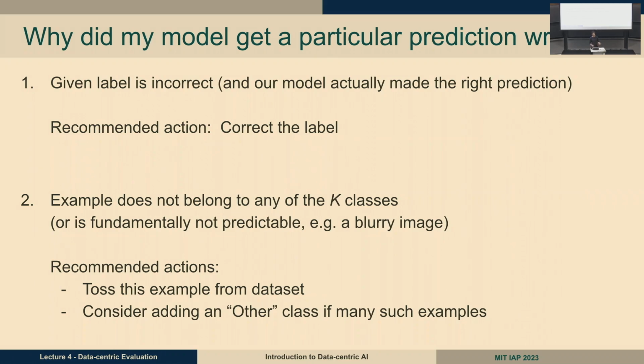Or going back to the first lecture, the example might not belong to any of the classes at all, or be fundamentally not a predictable example, like if it's a super blurry or super dark image. And there we might consider just removing this example from the data, or we might even consider adding an extra class, like an other or clutter class we saw before, to the data set if we see many such examples. And we also expect them to recur at test time during deployment.